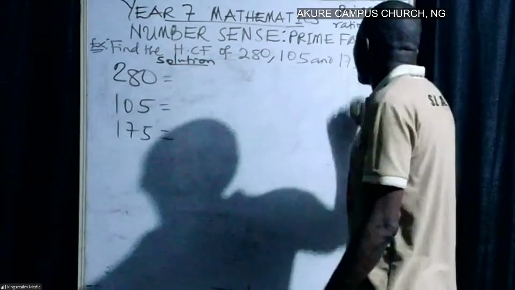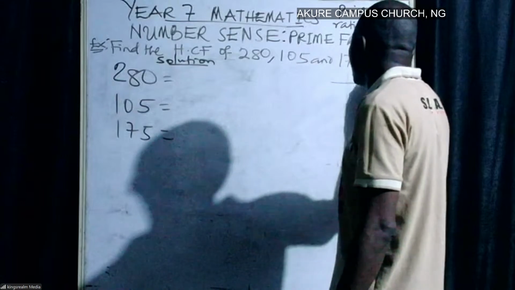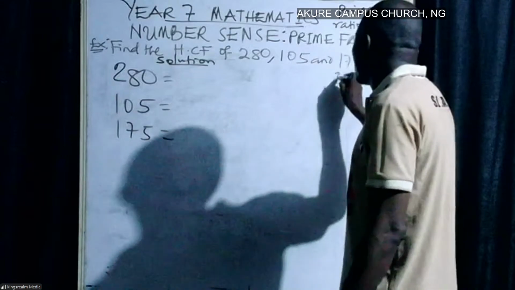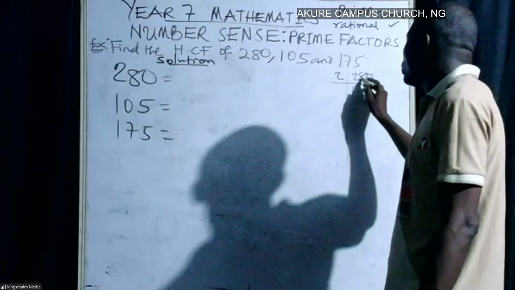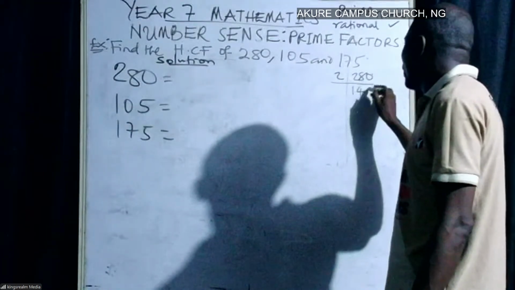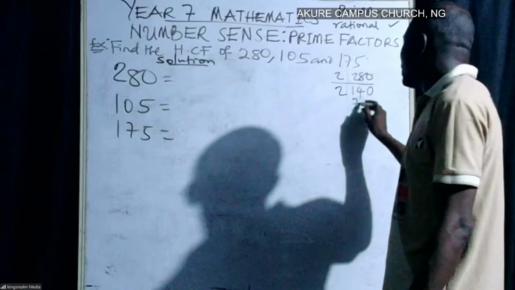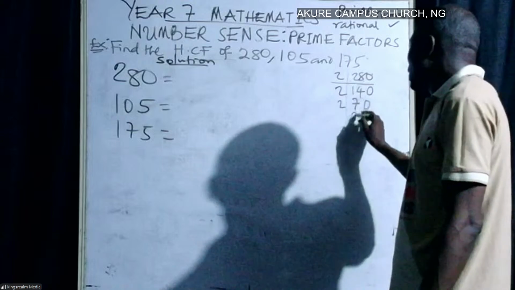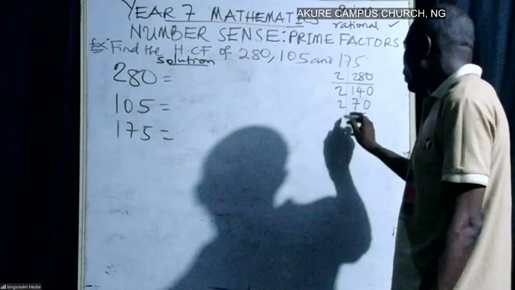If you are comfortable with doing it like this, you may write it out somewhere so that you can get all your prime factors. 2 can go in 2, that is 1. 2 in 8, that is 4. 2 in 0, that's 0. 2 in 14, that is 7. 2 in 7, that is 3, remainder 1. 2 in 10, that is 5.